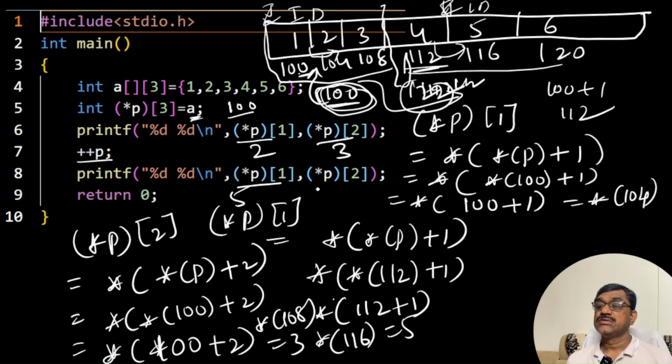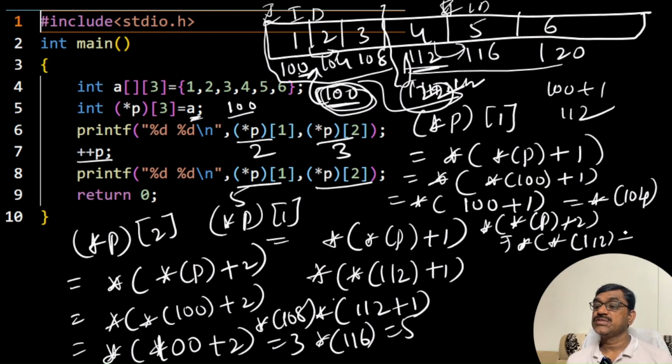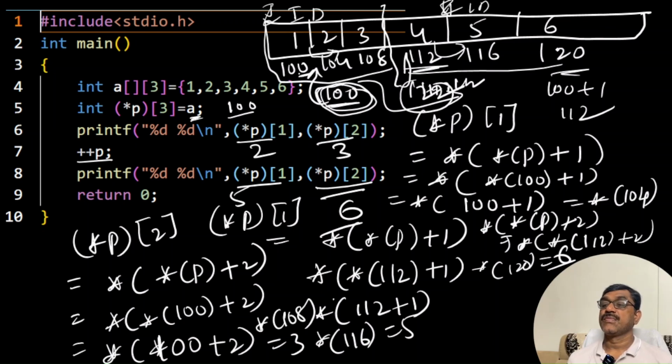So next, star of p2 means similarly star of p plus 2, its meaning is same as 120. That means this is 112 plus 2, means we are moving to 120. We are going to get star of 120, that is 6. So here we are going to get 6. This is the output of this code.